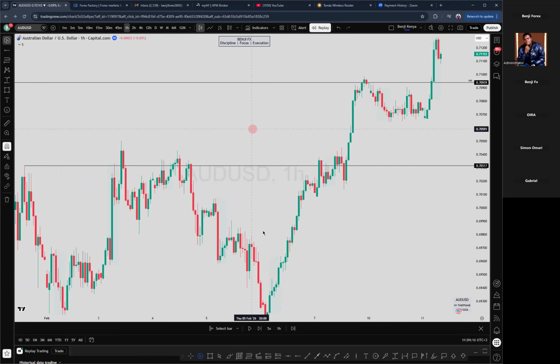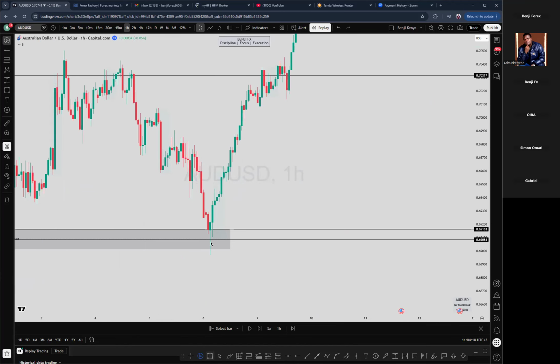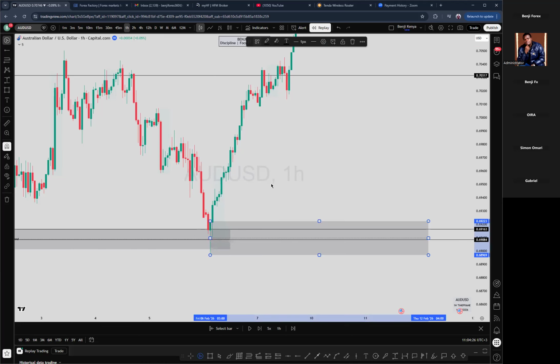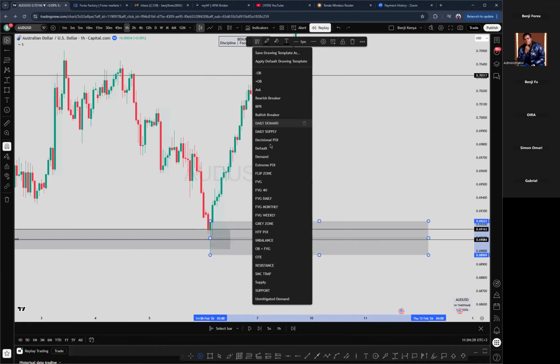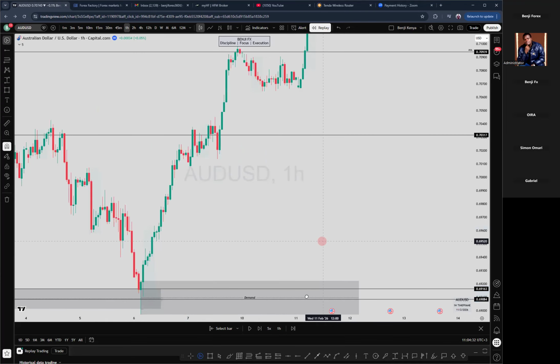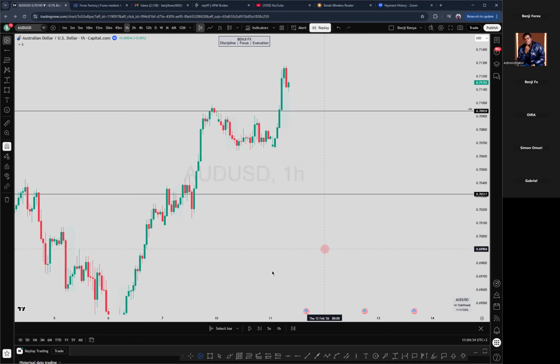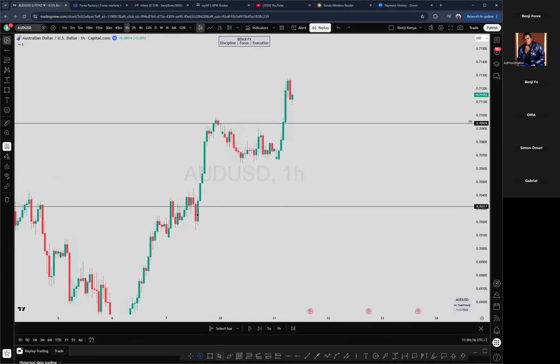Now the next zone is this zone that I marked out, and this is going to be a very valid zone for us to take a trade. This is where my demand is going to be. If the market can come back to this area, that's going to be a very valid demand area. The market has pushed high. Another thing I was able to see is this demand area, which was also very valid.